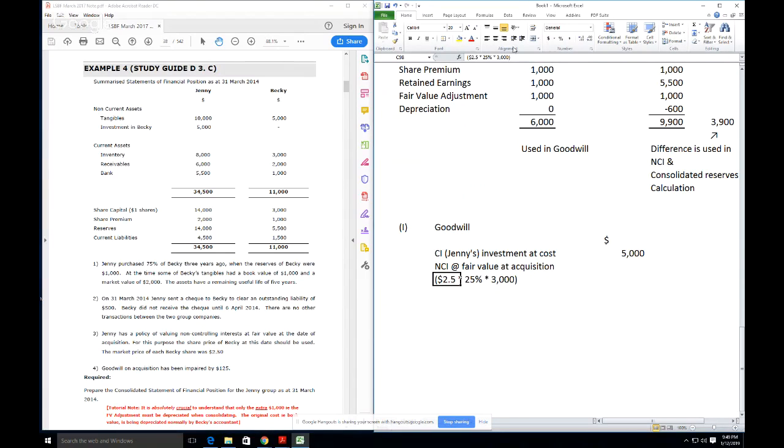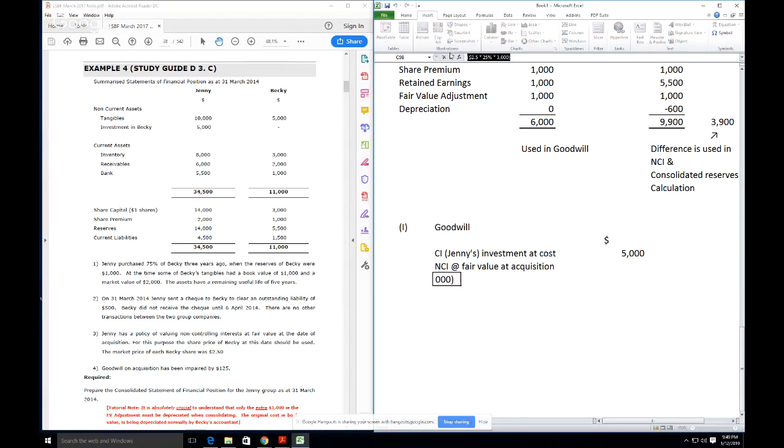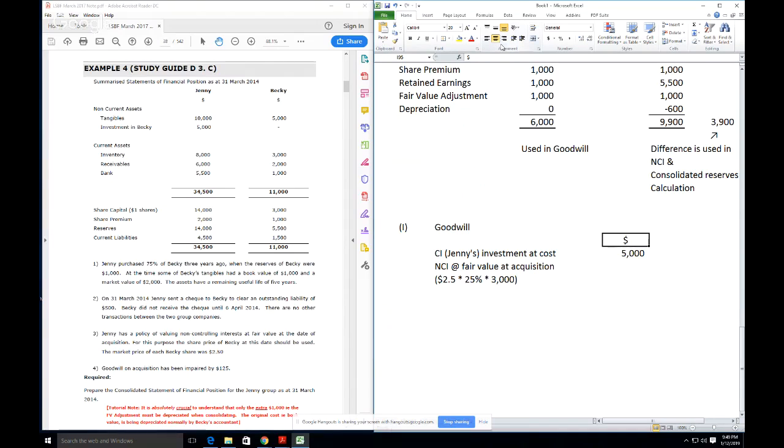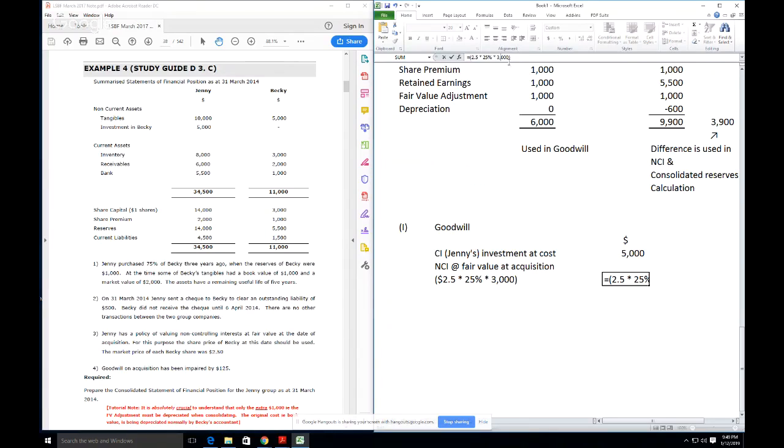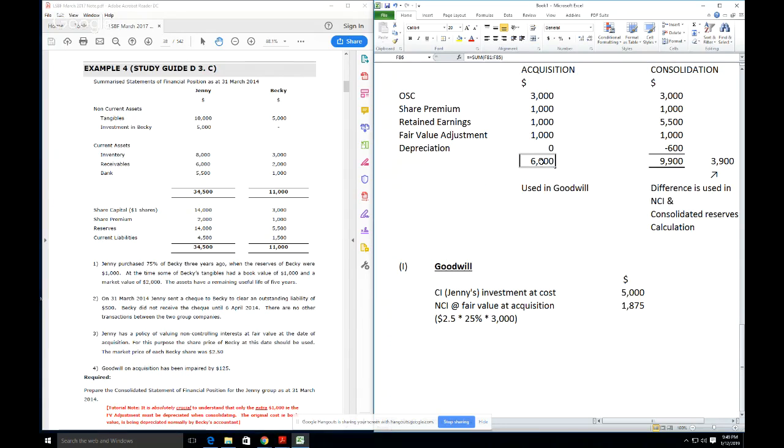Because if I'm using Excel, it's going to be very easy. I'm just going to take this here and plug it in here. What have I done wrong? I put a comma. Voila, we have this here. That's for NCI. For calculating goodwill, remember, we said we normally use this for calculating goodwill.